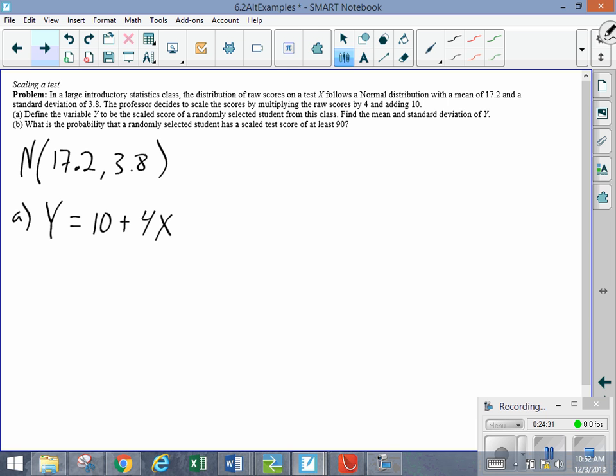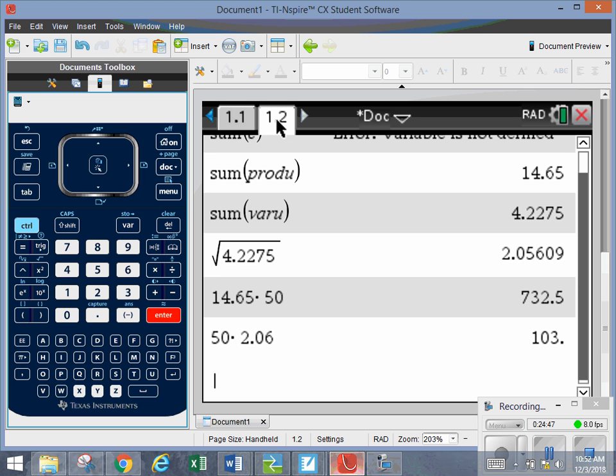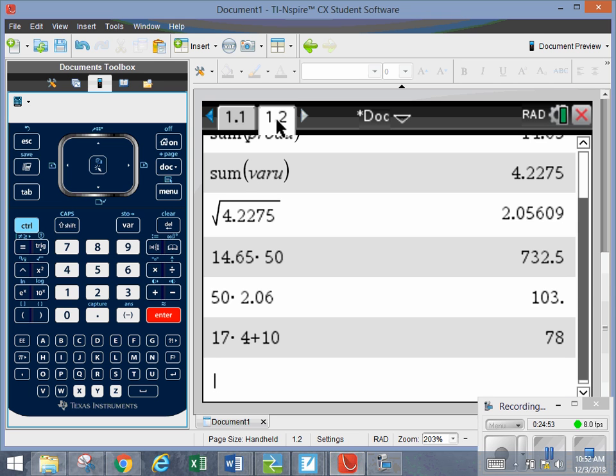So then the mean of y is going to be 17.2 times 4 plus 10, which is 78.